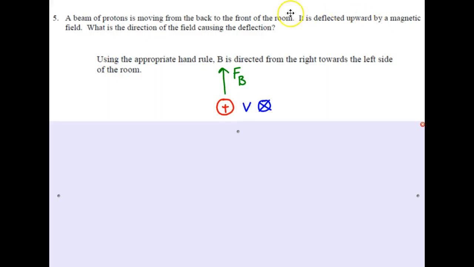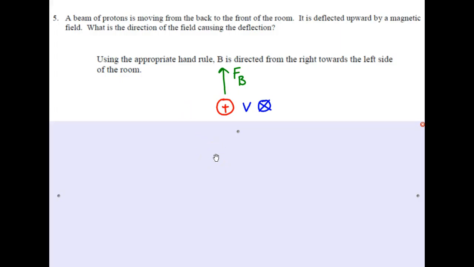We're also told that they're deflected upward. That means they're forced due to the magnetic field upward. So F_B is upward, our velocity is into the page. Well, our force lies in the y-plane, our velocity lies in the z-plane. That means our magnetic field itself has to be directed in the x-plane. Great technique to help you eliminate down to 2 possible directions.